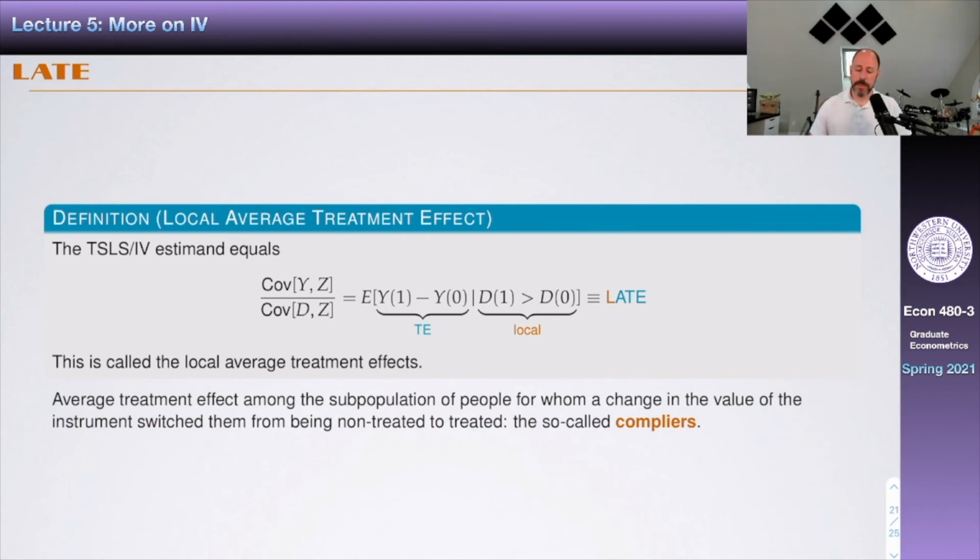So it turns out that you can conceptually think about this population of individuals as four groups. The first group would be those that have d1 equal to 1 and d0 equal to 1. These are people that take up the treatment, say the drug, regardless of whether you offer them the drug or not, regardless of whether the instrument is one or not. So you call these always takers.